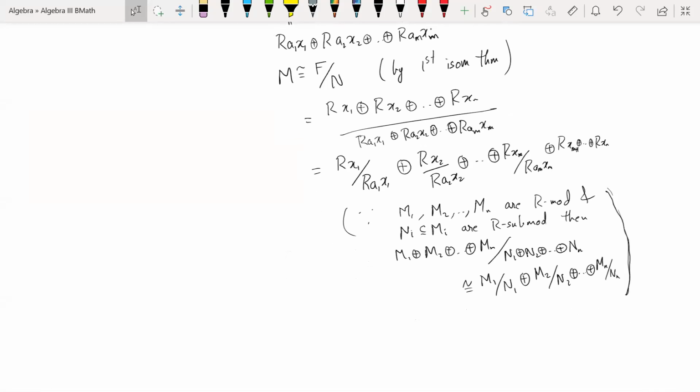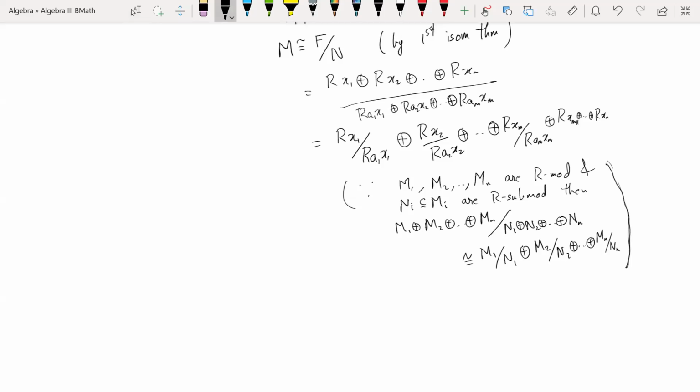Of course after the nth factor, you just assume that the submodule you have chosen is the zero module, and you get this. Now of course this is isomorphic to R. So Rx1 is isomorphic to R, and the submodule RA1x1 is isomorphic to RA1, and its image in this is RA1.